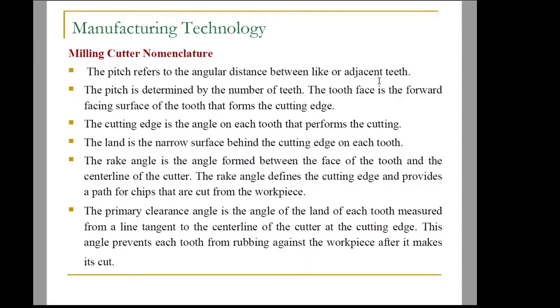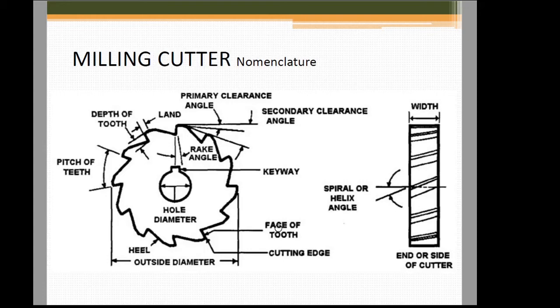The pitch is determined by the number of teeth on the periphery of a milling cutter. Next is the face of the tooth. It is the forward facing surface of the tooth located just below the cutting edge. A number of cutting edges are seen in a milling cutter. That is why a mill cutter is a multi-point cutting tool. Land. Land refers to the narrow, flat surface located just behind the cutting edge of the tooth.